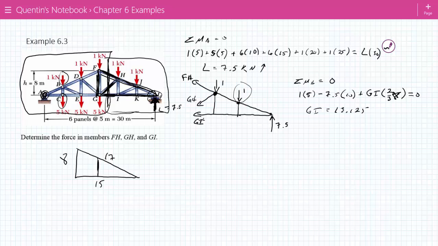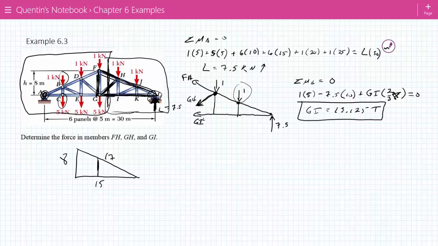Again, please don't get hung up on positive or negative telling you anything. It just means that I drew it in the right direction, in the direction of tension. So GI is 13.125 in tension. Okay, now let's pick another place. You'll find that there's all sorts of places that you can do stuff. You can take the sum of the moments anywhere you want, right?